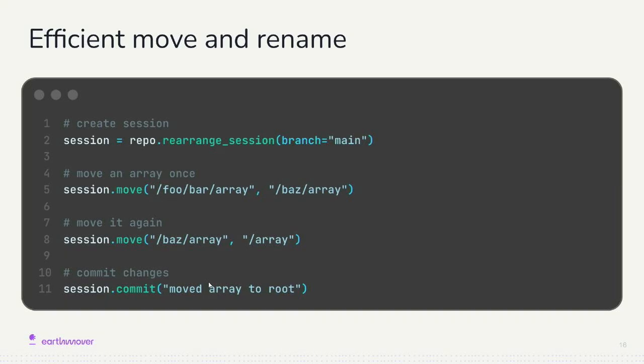So a couple code examples. This is what it looks like to move data in an Icechunk store. So we have what's called a rearrange session. This is a special type of session that allows you to move data around. So we can move the foobar array to the vars group here in line 5. Then we can move that same array again to the root, and then we can make a commit. And so full flexibility on how you organize your hierarchy.